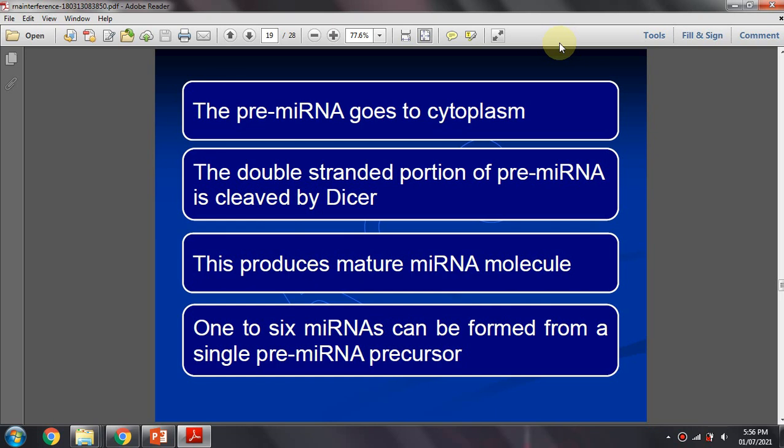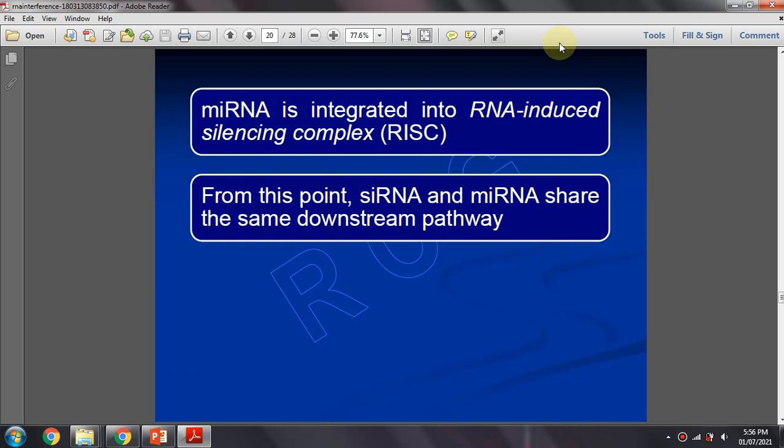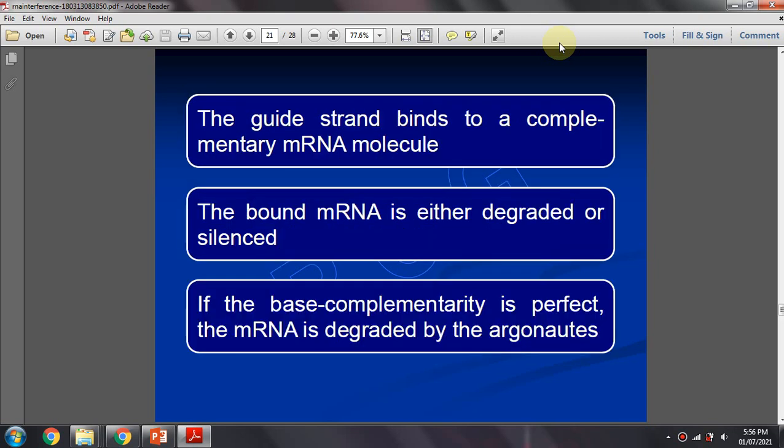1 to 6 miRNAs can be formed from a single pre-miRNA precursor. Then miRNA is integrated into the RISC complex, and from this point siRNA and miRNA share the same downstream pathway. The guide strand binds to a complementary mRNA molecule. The bound mRNA is either degraded or silenced by some other processes. If the base complementarity is perfect, the mRNA is degraded by Argonaute.